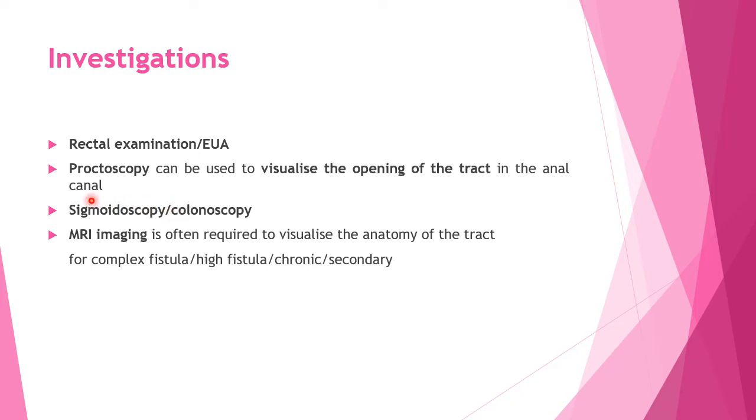Okay, and for these cases, you may even want to do a sigmoidoscopy followed by MRI imaging, which will be able to visualize the anatomy of the tract for complex fistula, high fistula, and chronic fistula or those secondary to some form of chronic disease.